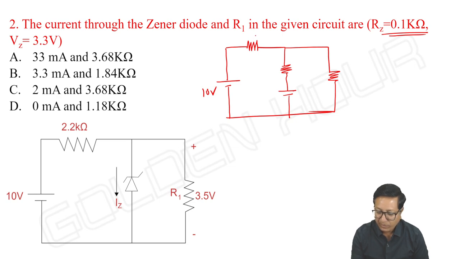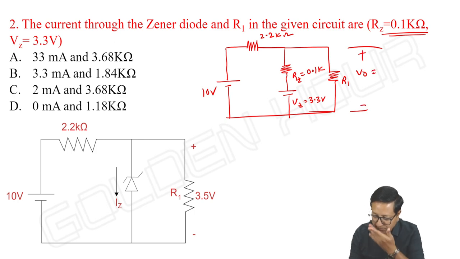Ten volts. It is 2.2 kilo ohms. RZ is equal to 100 ohms or 0.1 kilo ohm. VZ is equal to 3.3 volts. And R1, output is 3.5 volts, not R1. We do not know. We have to find what is R1. And output is equal to 3.5 volts. And current through the Zener diode, it is IZ.